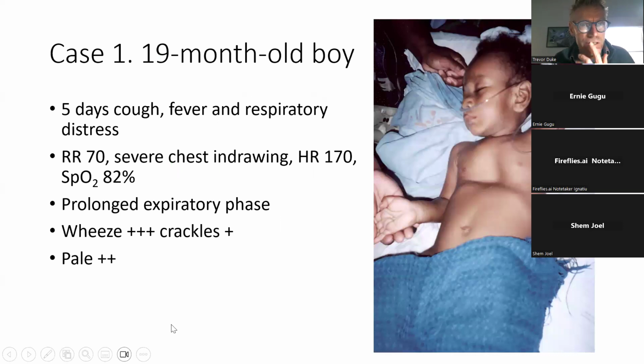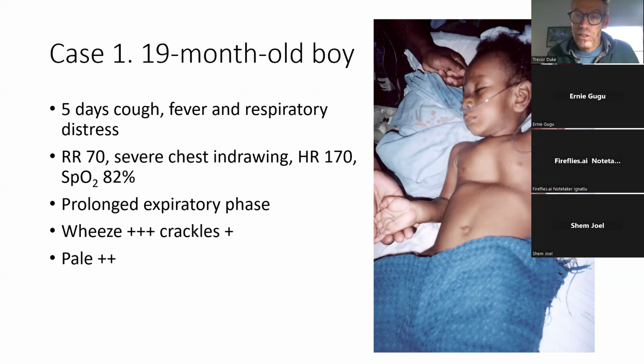This was a 19-month-old boy who had presented with 5 days of cough and fever and respiratory distress. A very common presentation, isn't it? Cough, fever, and respiratory distress. We see children like that all the time. And you can tell by looking at him how severely ill he is, because he has some significant emergency signs right from the start, doesn't he?